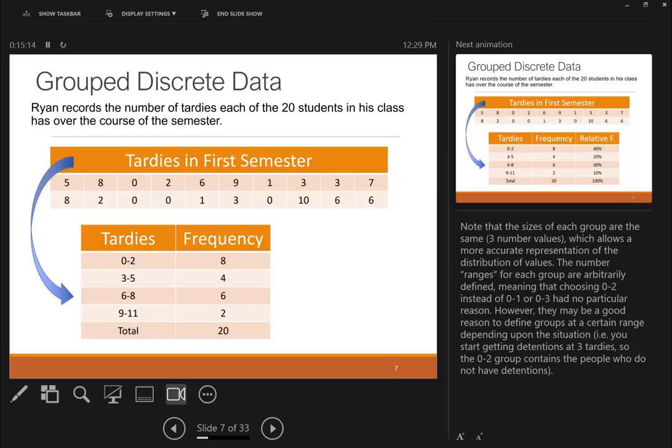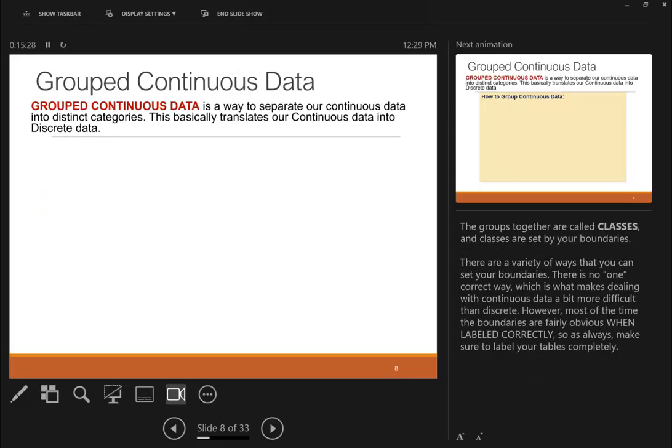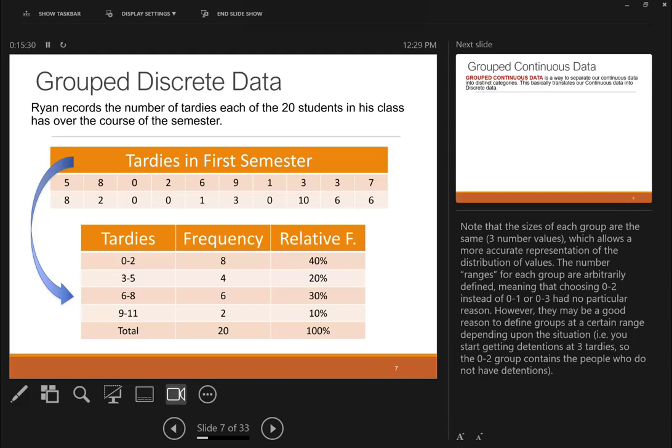Everybody good? Okay. Well, what if I wanted a relative frequency from that? I just take 8 and divide it by the total, 20, and that becomes my relative frequency for the first row, and I continue to do the same thing to get the relative frequencies. Everybody's okay with how I did the math?